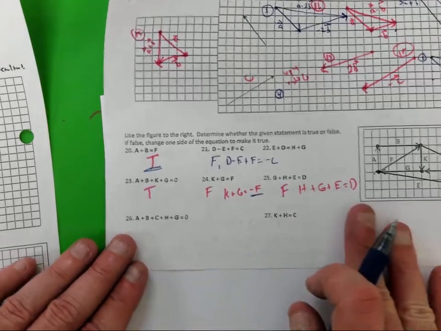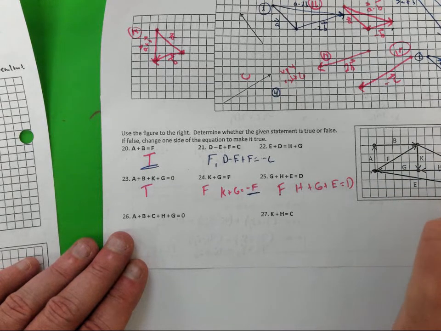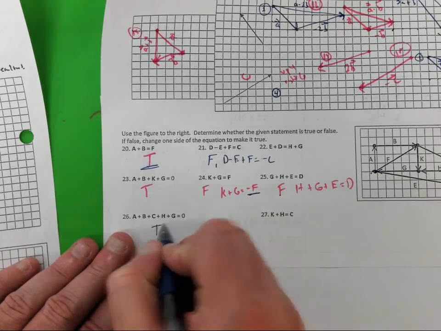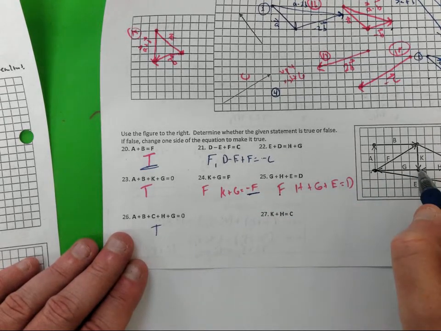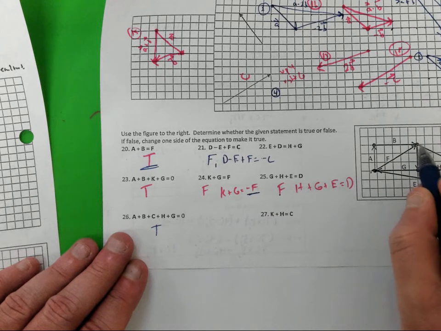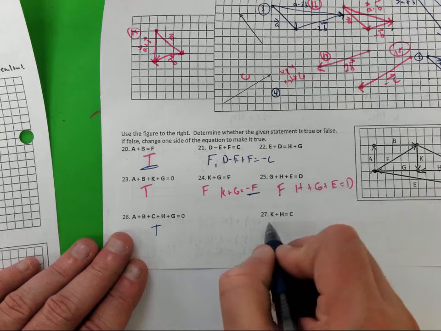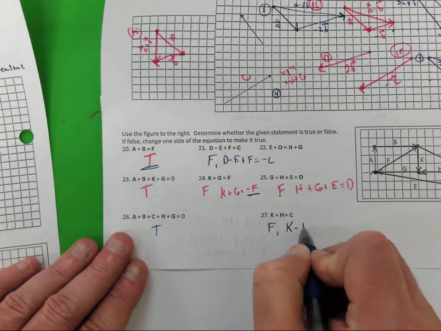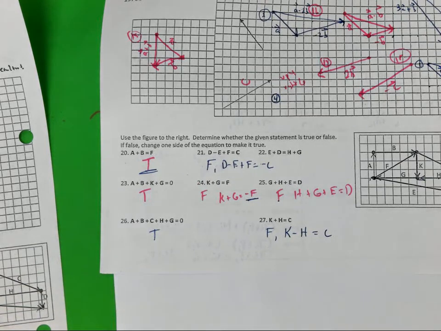Let's look at 26. A plus B plus C plus H plus G equals 0. Yes, that's true. Started here, came back here. 27. K plus H equals C. Well, C is drawn correct from the start of this one here. But which one's drawn backwards? H. So that's false. You could correct it by saying K minus H equals C, because that's drawn backwards there. Remember, negative means opposite in math.